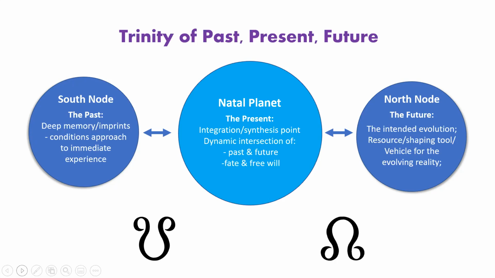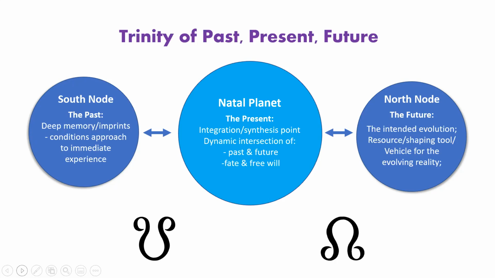How the south and north node are being integrated into the present, into the here and now, into the moment. The natal planet represents the present, the integration or synthesis point. This is the dynamic intersection, the tension between the past and the future and how it's being integrated in the moment. We're always projecting our past into the future. This is also the intersection of fate and free will.